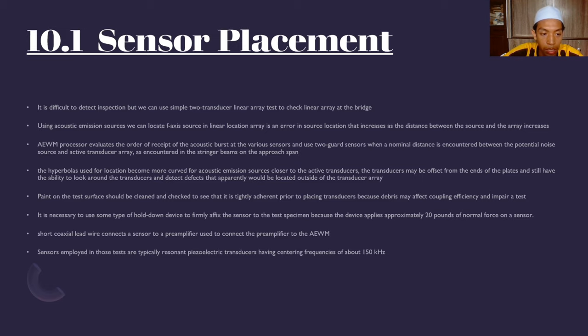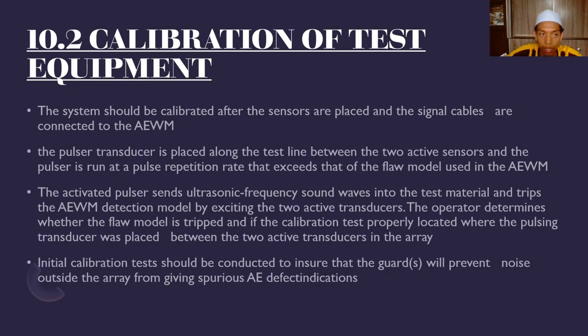A coaxial lead wire connects a sensor to a preamplifier, used to connect the preamplifier to the AEWM. Sensors employed in the test are typically resonant piezoelectric transducers with a resonant frequency of about 150 kHz. Next, we go to the calibration of test equipment.